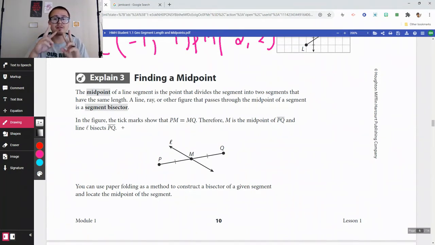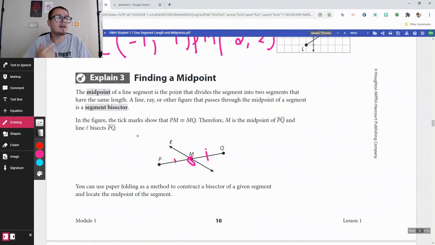So to find a midpoint, you're just looking for the point on the line segment that divides that one segment into two of equal length. So you can look at this diagram, you'll notice that M is considered the midpoint because it breaks that line segment perfectly in half. These little tick marks show that the line segment PM is equivalent in length to the line segment MQ.